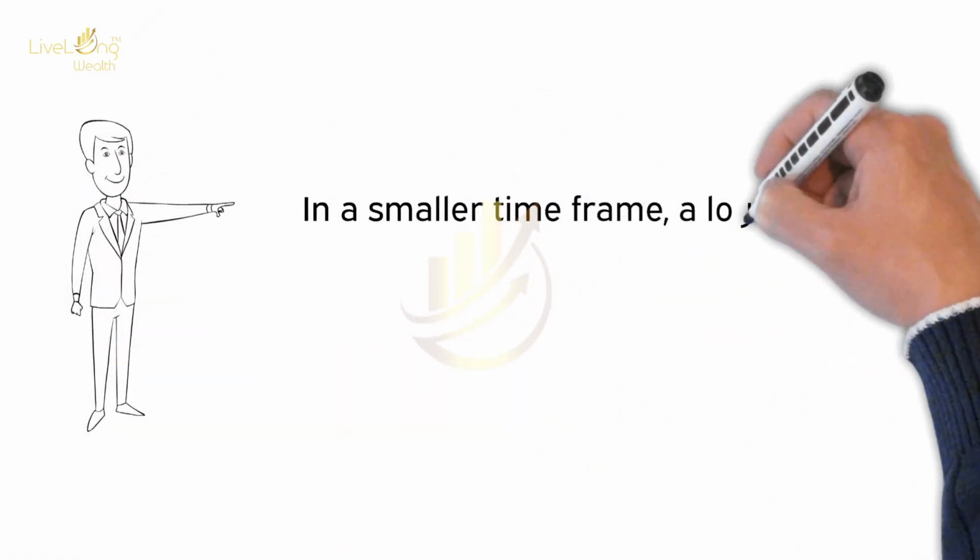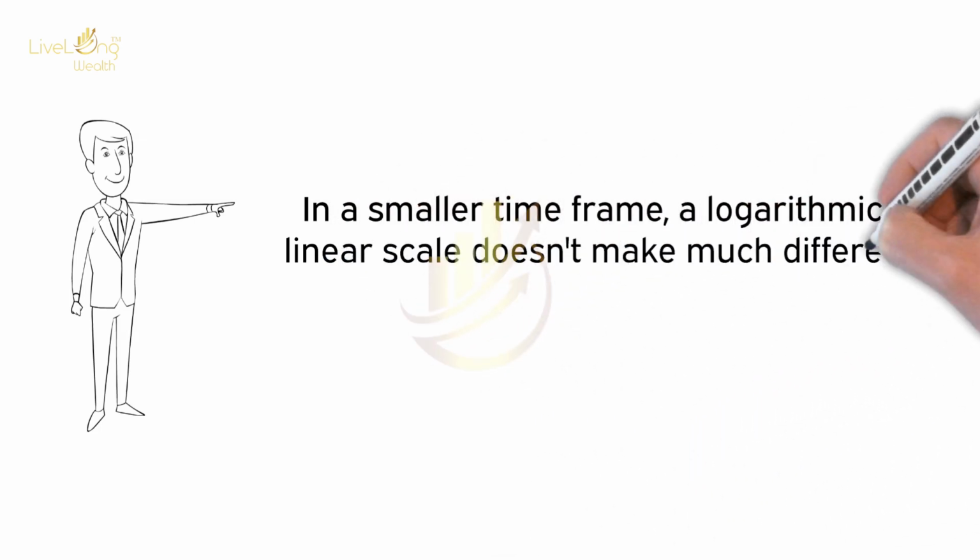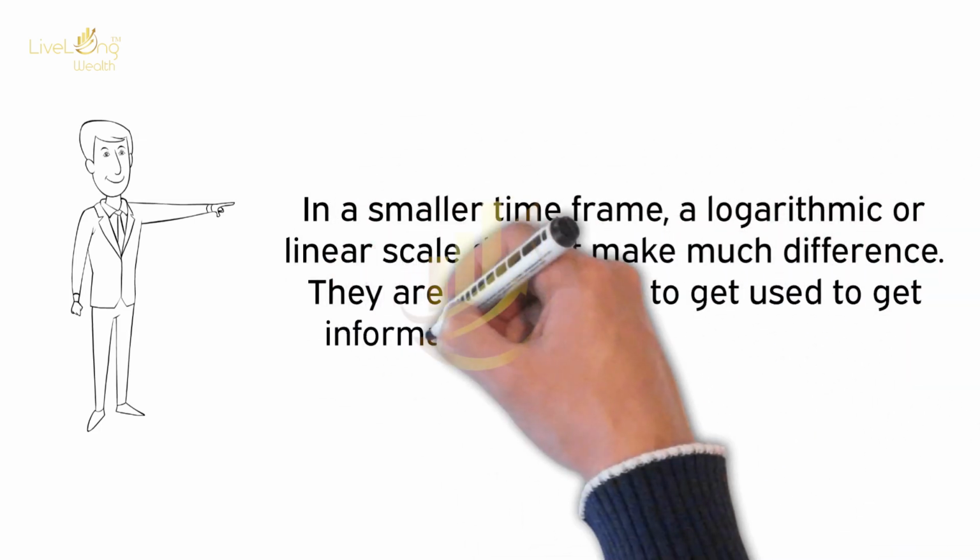In a smaller time frame, a logarithmic or linear scale doesn't make much difference. They are mostly used to get information in a longer period of time.